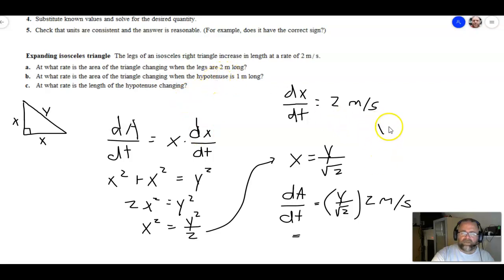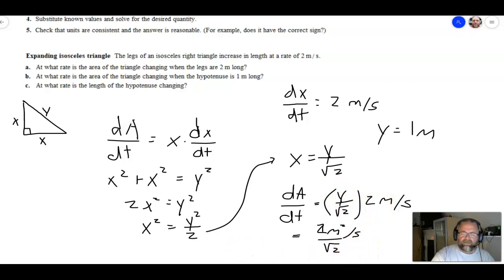All right, and when we multiply all that together, remember, our hypotenuse y is equal to 1 meter. I should have written that up here. So this is going to be equal to 1 meter over the square root of 2 times 2. So the 2 goes up here, and this is meters squared per second, because we have a meter here and then a meter there.